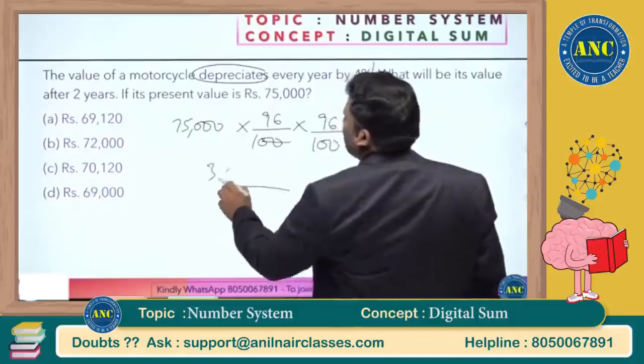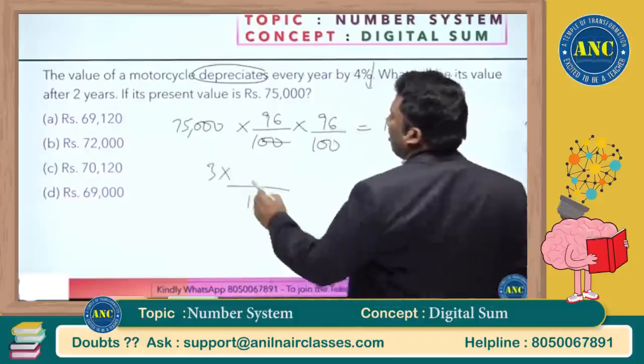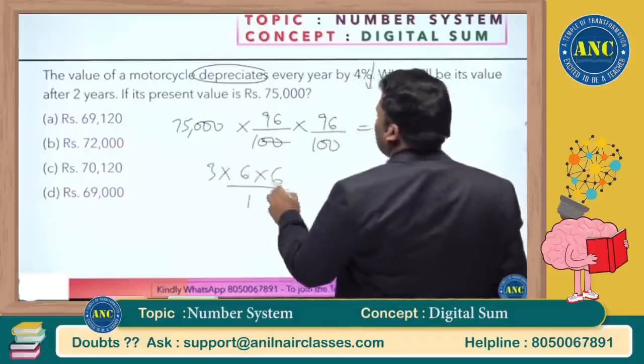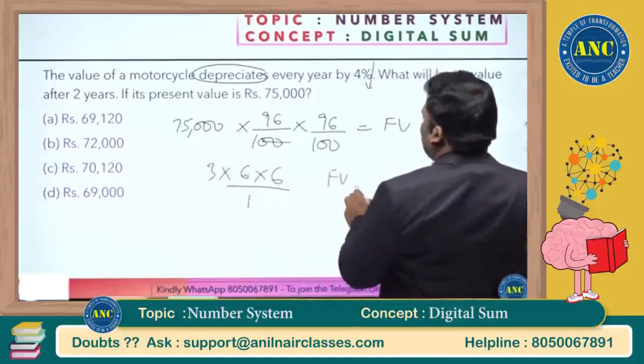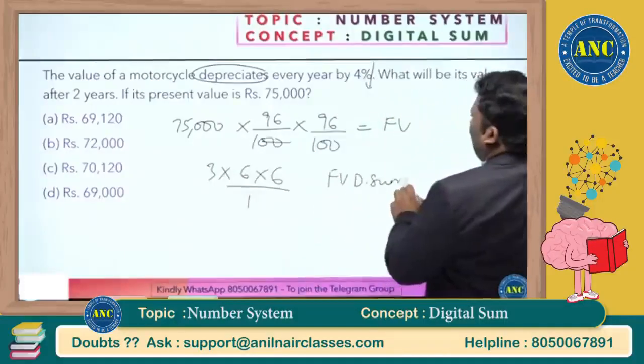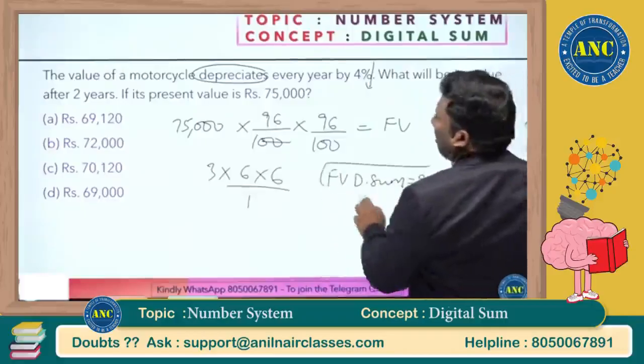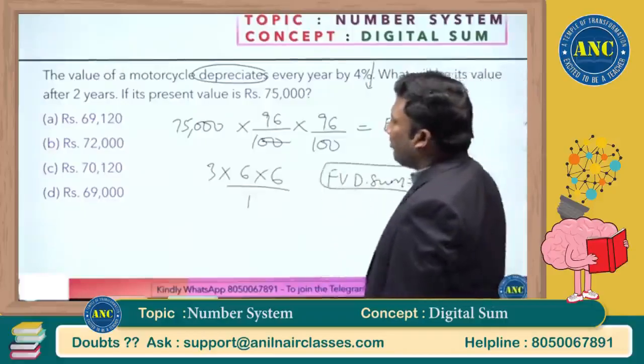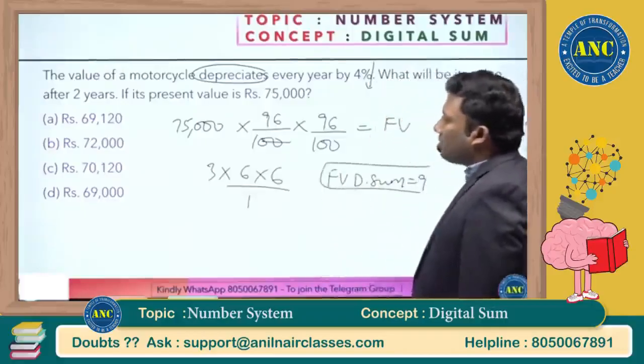Denominator it is 1.75, digital sum is 3. Here it is 6, here it is 6. Final value, digital sum should be 9. Which option is 9?